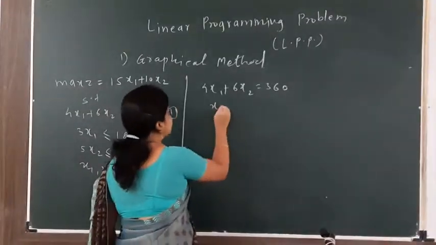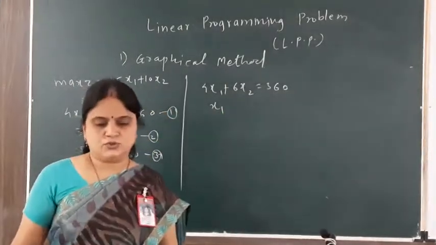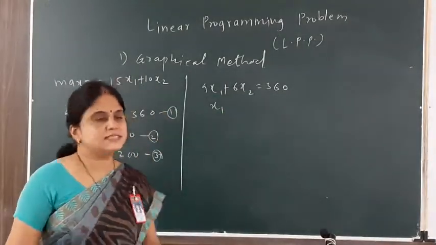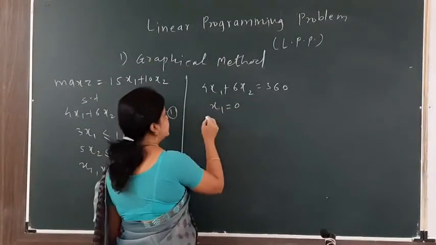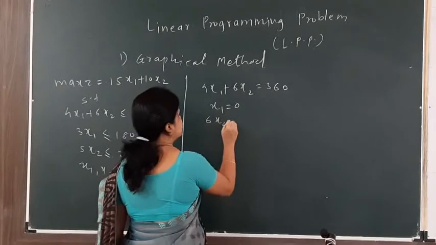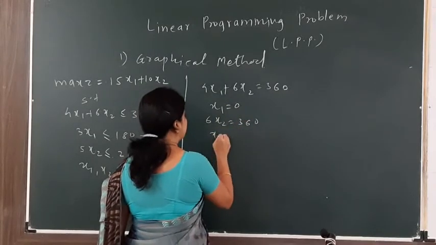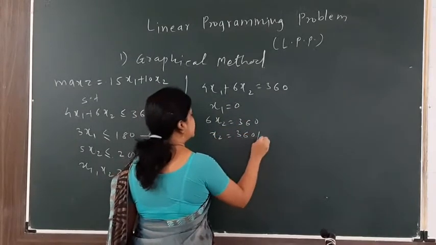Now I can place the values of x1 and x2. Suppose I place the value of x1 as 0. Then the equation is 6x2 is equal to 360. So x2 is 360 divided by 6. So what is it?